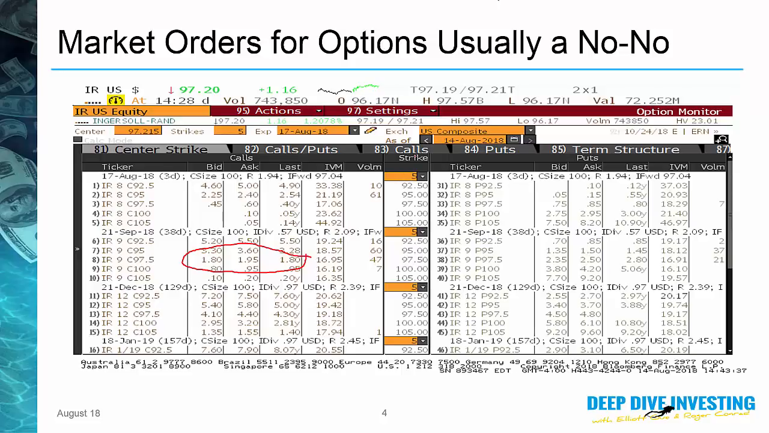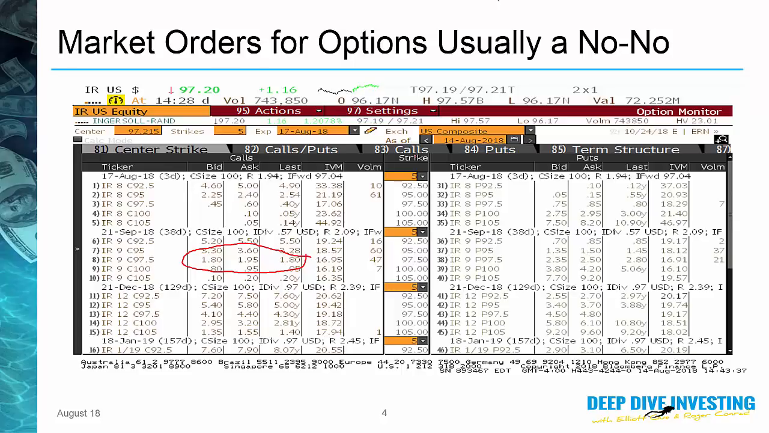What that effectively means is, let's say you wanted to buy one call option contract. The bid price would be $180. The ask price is $195, because each options contract is actually 100 options. So that's actually a $15 spread between the bid and the ask.